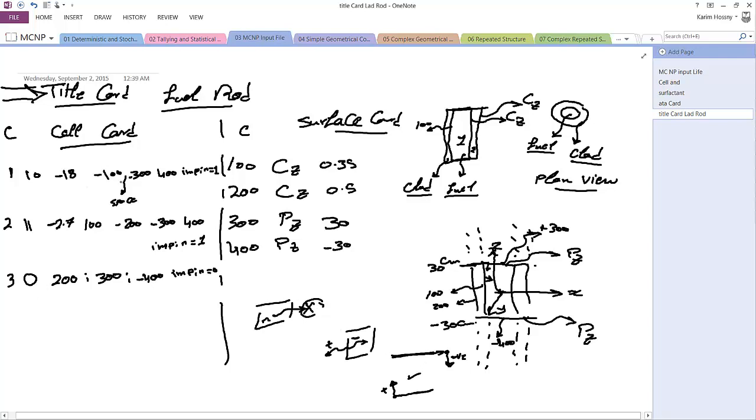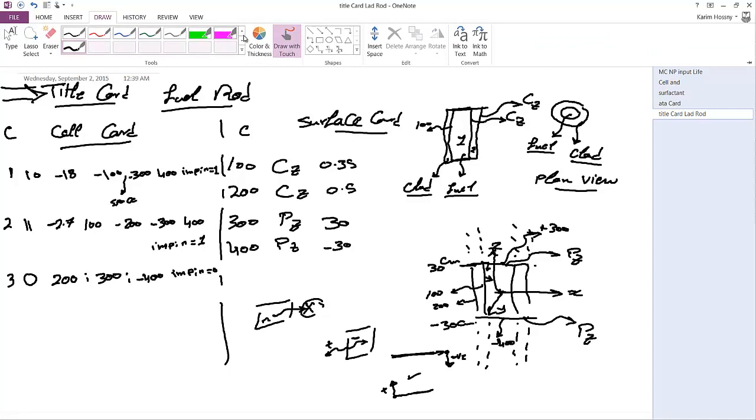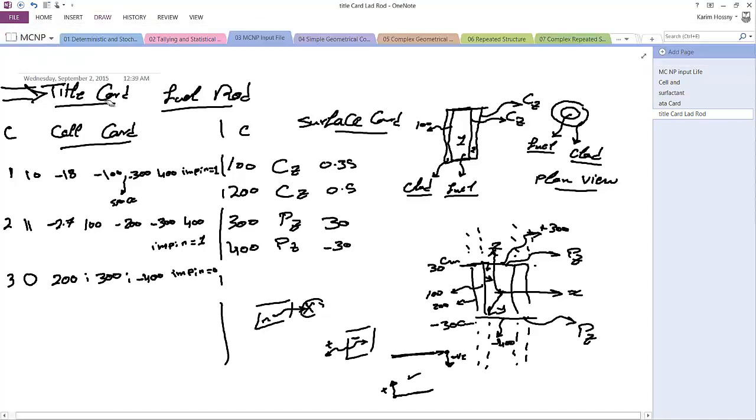Now I have the cell card and surface card. What I'm waiting for is the data card. Let me take the eraser and erase this line. Here, data card.